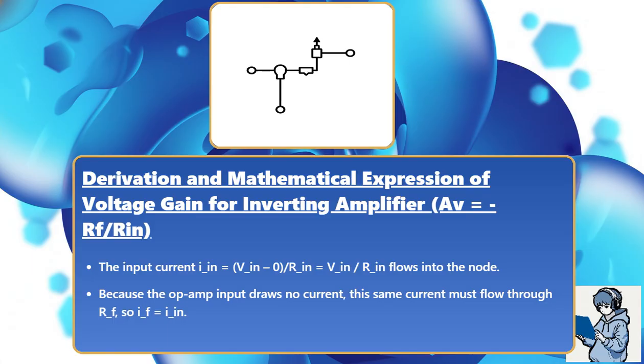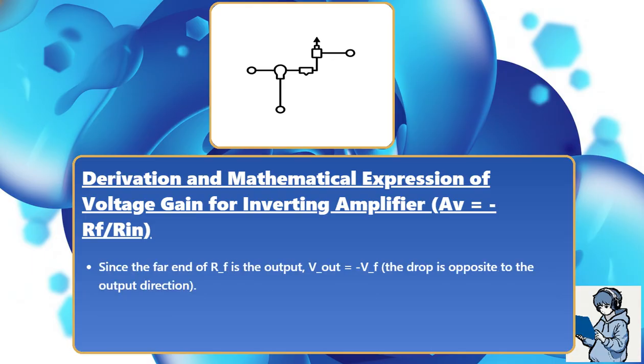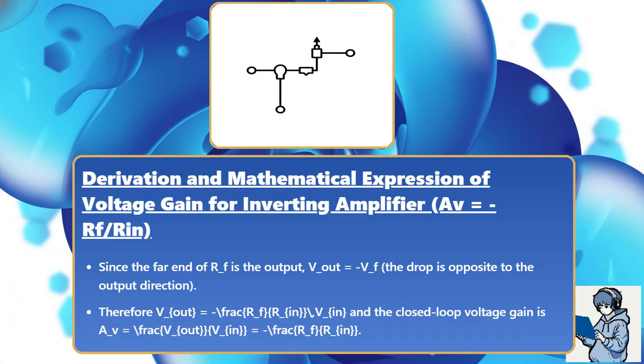so I sub F equals I sub in. The voltage drop across R sub F is V sub F equals I sub F times R sub F, which equals V sub in divided by R sub in times R sub F. Since the far end of R sub F is the output, V out equals negative V sub F. The drop is opposite to the output direction. Therefore, V out equals negative R sub F divided by R sub in times V sub in, and the closed loop voltage gain is A sub V equals V out divided by V in, which equals negative R sub F divided by R sub in.